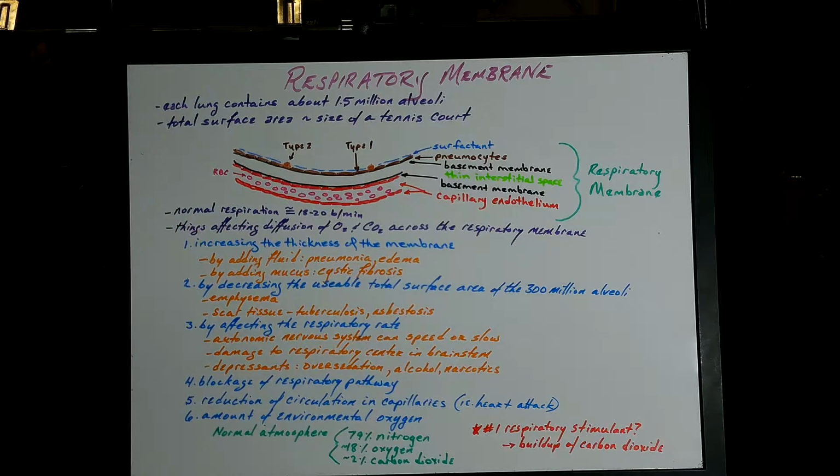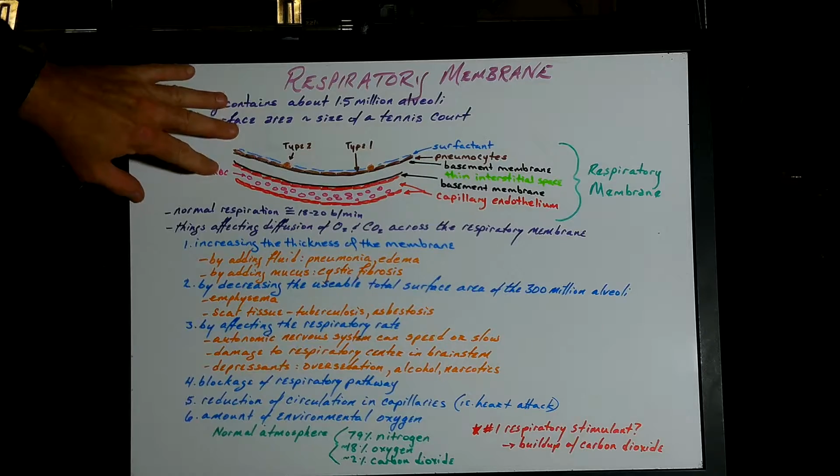Normally, you breathe in about 18 to 20 times a minute, and so the air is only in your lungs for a couple of seconds before it's gone. So you have got to get all the oxygen and carbon dioxide exchange possible in just those couple of seconds. So what will affect that is also going to affect your blood oxygenation level. So I listed some things. This is not a comprehensive list, but just an idea of things that can affect your ability to get rid of carbon dioxide and to bring in oxygen.